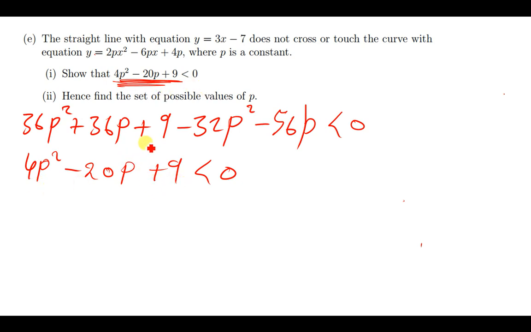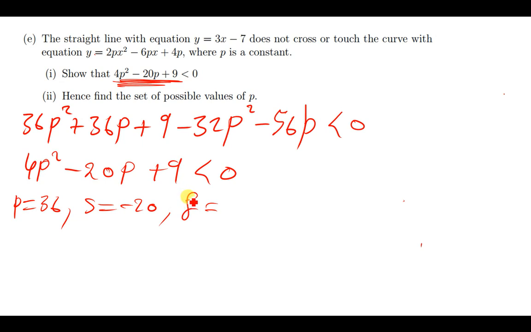And then they're asking us to say, hence find the set of values of p. So we can also find the same thing. We find the product. The product is 4 times 9, which is 36. Then the sum is simply negative 20. So we find the factors now. The numbers that multiply to get 36, and when you add, we get 20.